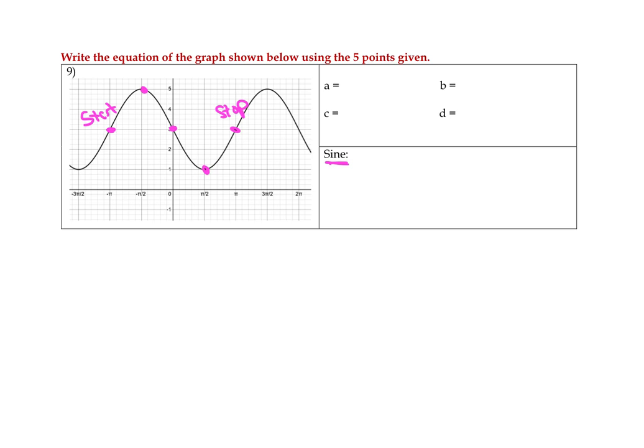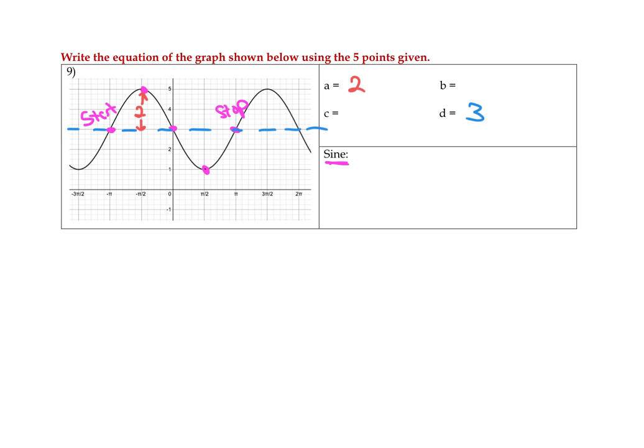And that makes one full cycle because it's 5 points. I'm going to put my midline in. My midline is my vertical shift, which is my D value. So that is up 3. My amplitude is going to be the distance between the midline and one of the extremes. So from 3 to 5, that is 2.